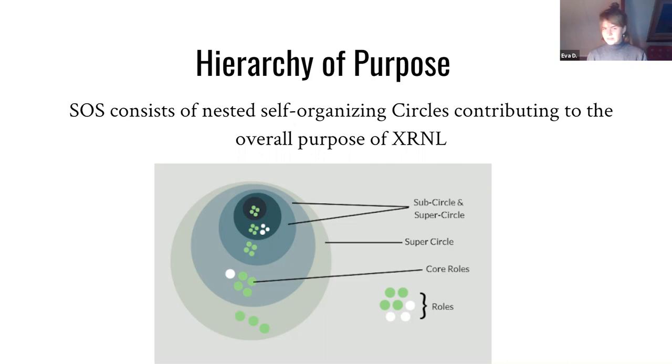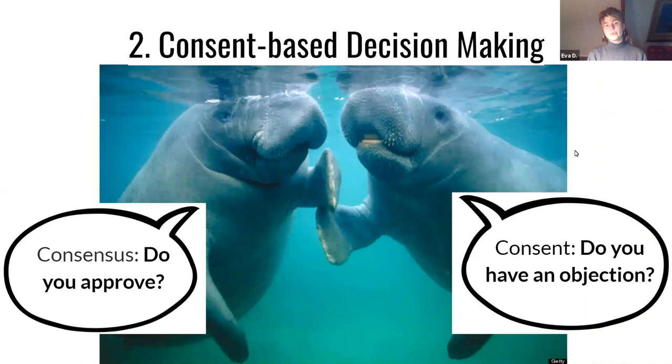Yeah, then the second principle is consent-based decision-making. So instead of either having majority votes or consensus, where you ask, do you approve, or is it your preference, we move to consent, which is, do you have an objection, which is a very different question: can you live with it? And why we do that is because we want to be able to experiment a lot with things and not ask necessarily for everybody's preference, because it slows down a lot. So it's really about, do you have an objection?